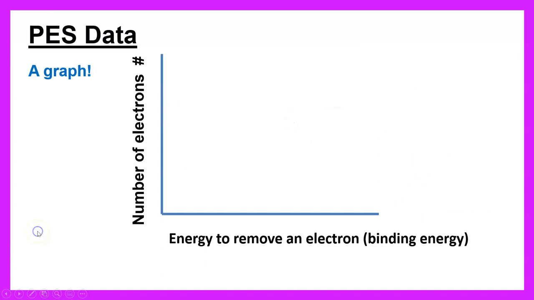When we get our data, it will be in a form of a graph. On the y-axis, we'll have the number of electrons, and on the x-axis, we'll have the energy it took to remove the electron. We call that the binding energy. One thing that's a little bit weird is most of these graphs, the x-axis is almost in backwards order. It increases going to the left. Always double check though, because I have seen both directions, okay? So always double check.